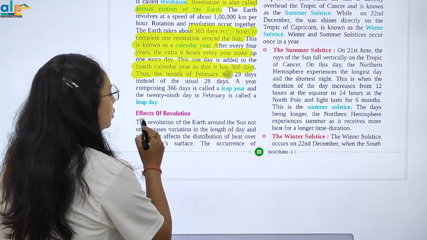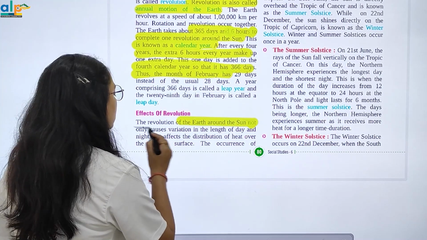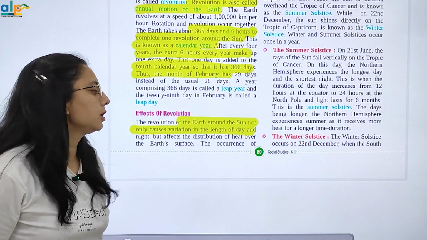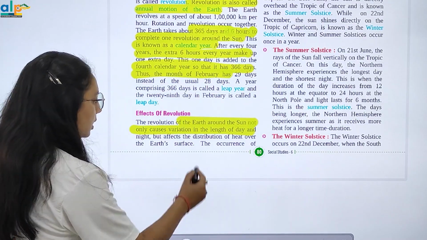What are the effects of revolution? The revolution of the earth around the sun does not cause variation in the length of day and night. But what does it affect? The distribution of heat over the earth's surface.